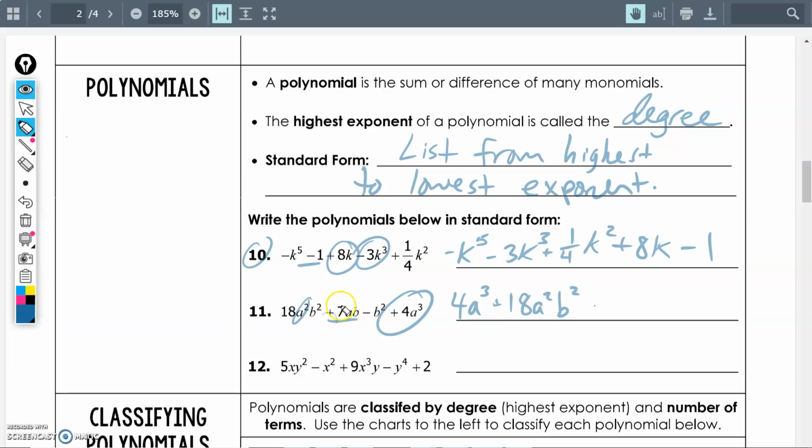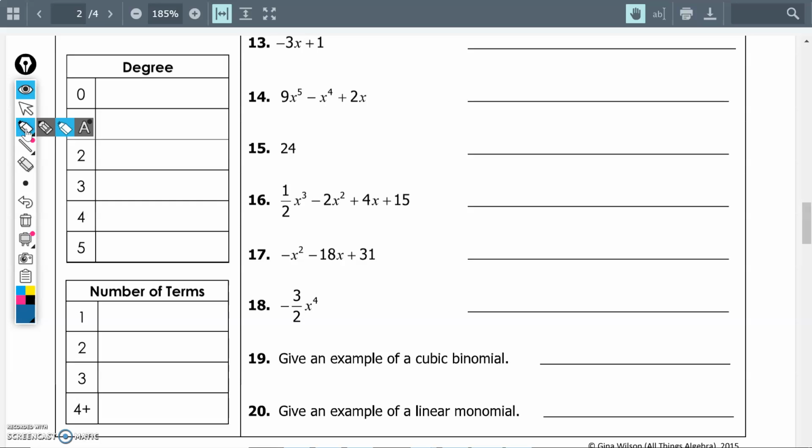Then we finish off the a's before we look at things with only b's. Those could be a little bit more confusing when there's multiple variables going on with exponents. Next thing we're going to do is classify polynomials by degree and number of terms.